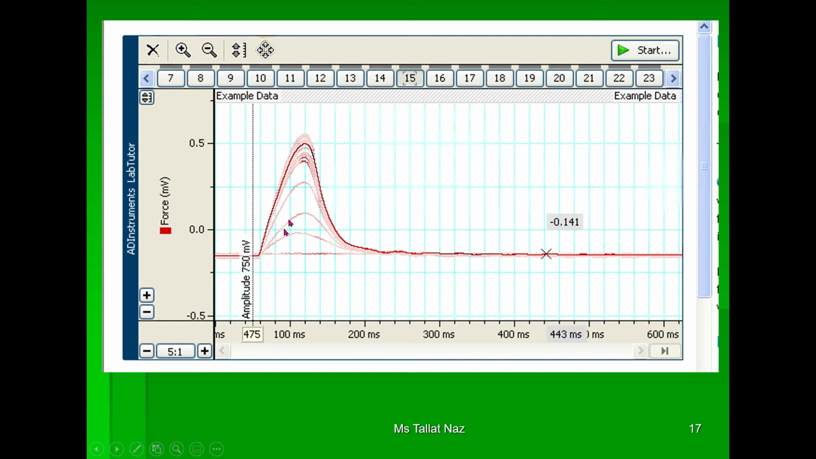And this interface is again from the Lab Tutor, but this is for the animal subject. Here, this is representing a simple muscle twitch. A simple muscle twitch is basically a record which appears when you stimulate a muscle, a frog muscle, with the help of this software, and a force will be produced. For example, here you can see amplitude 750 millivolt, means you provide 750 millivolt to the muscle of the frog, and it will produce some force.